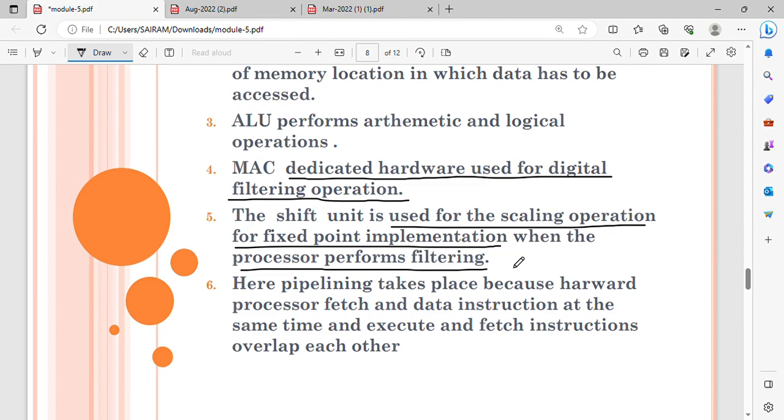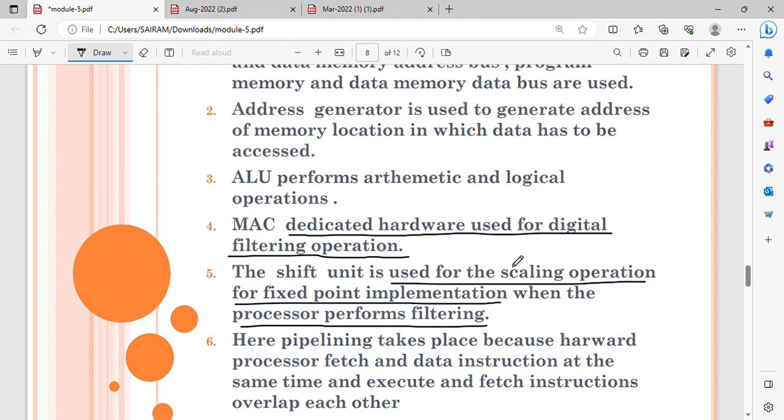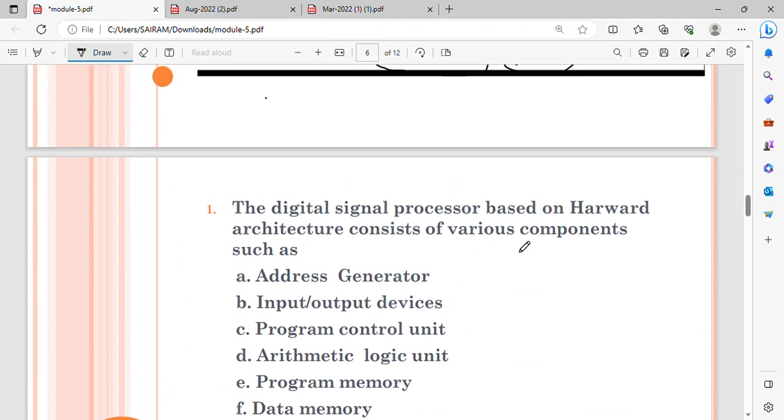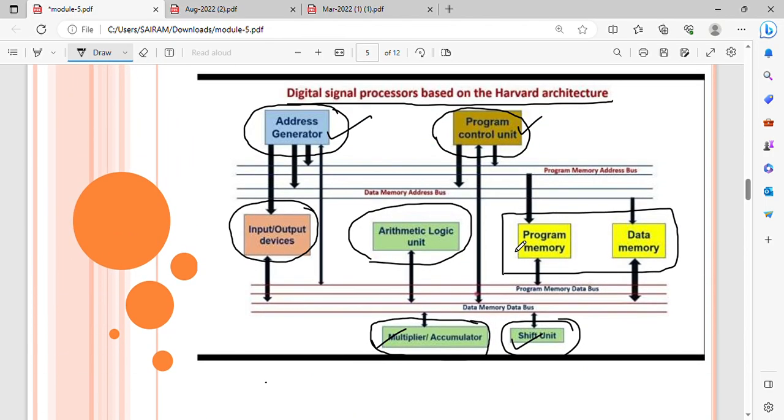So that is going to take place when your processor performs filtering, right? Yeah. So this is what is for that diagram. Okay, I think I have already explained the diagram. So I'll retell you again.